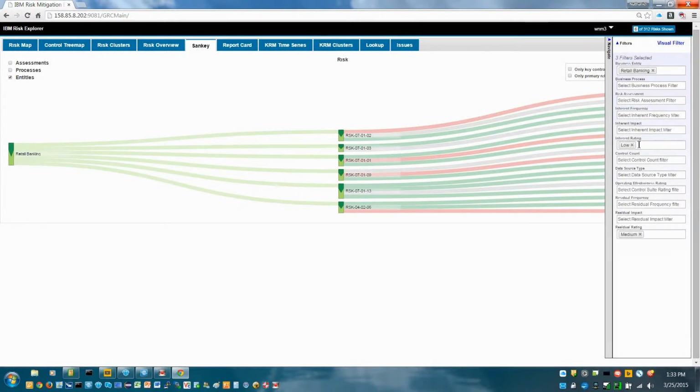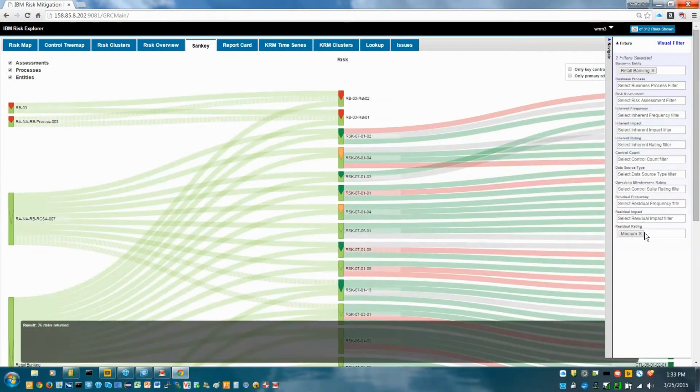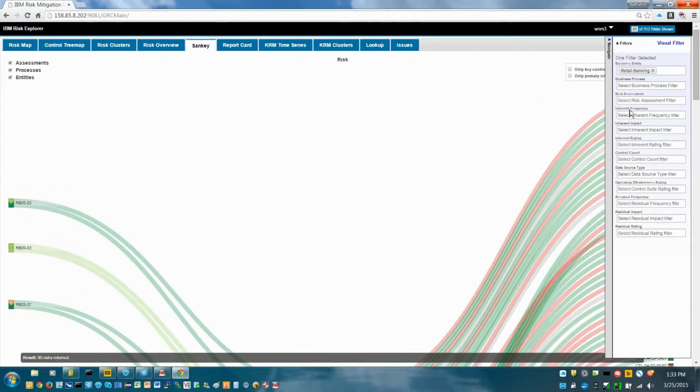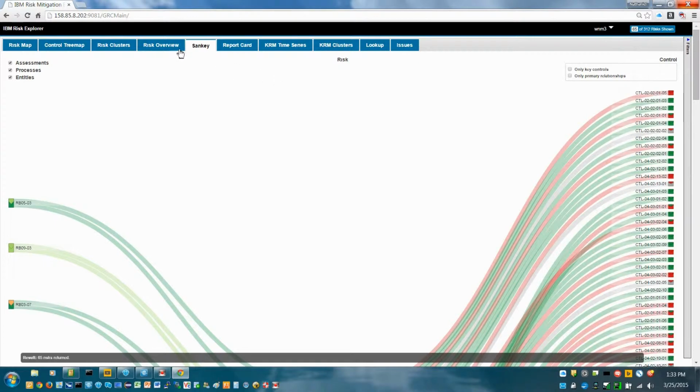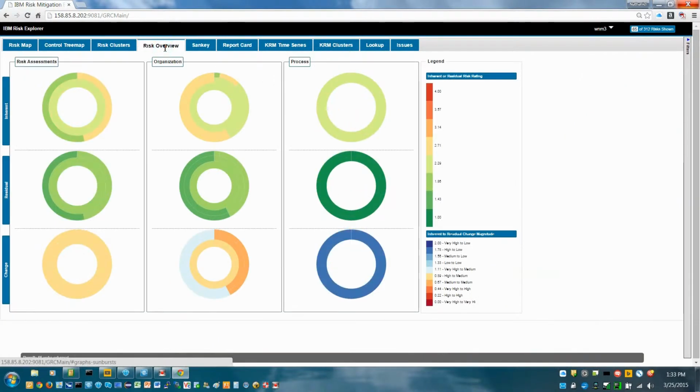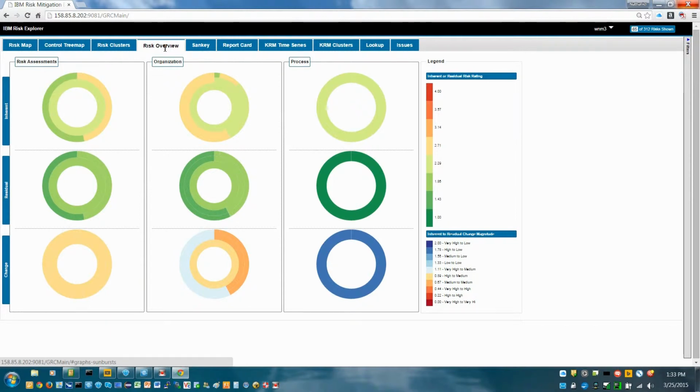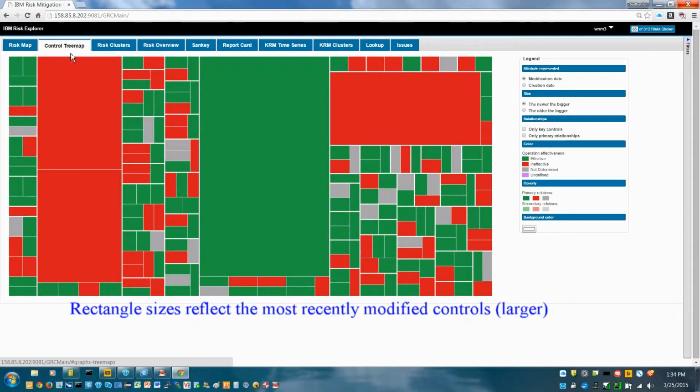Let's go into the filters and release these filters on the ratings. So now we're looking again at all of the risks for retail banking. We'll go back to the risk overview and see the distribution of the ratings across the inherent, residual, and change.